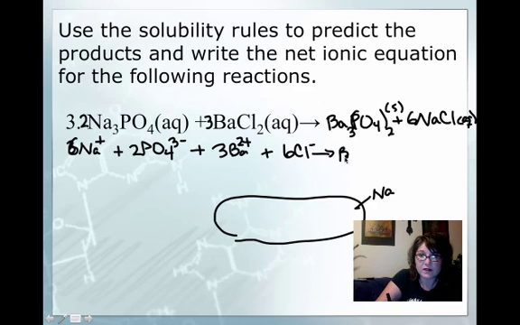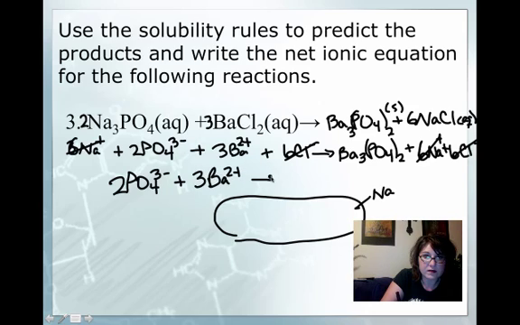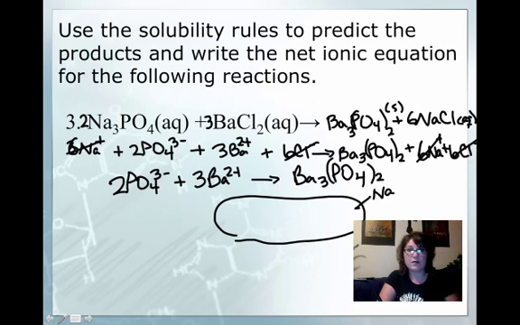Then on the other side, we better leave the barium phosphate together because that's a solid. And then sodium and chlorine get to break up. And ions must have charges. If you are writing ions without charges, you are getting the problem wrong. So here's my spectators that get to go bye-bye. And our net ionic equation is something that should make sense, right? Phosphate ions react with barium ions to produce barium phosphate. And that's it. We've balanced the equation and written the net ionic equation.